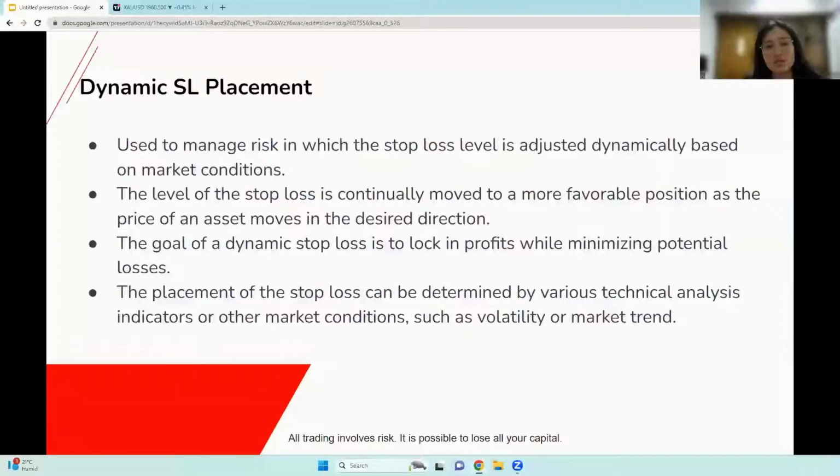Dynamic stop loss is a trading strategy that's used to manage risk, in which the stop loss level is adjusted dynamically based on market conditions. The level of the stop loss is continually moved to a more favorable position as the price of an asset moves in the desired direction. The goal of a dynamic stop loss is to lock in profits while minimizing potential losses. The placement of the stop loss can be determined by various technical analysis indicators or other market conditions, such as volatility or market trends. Okay, so let's look at some indicators that you can use.